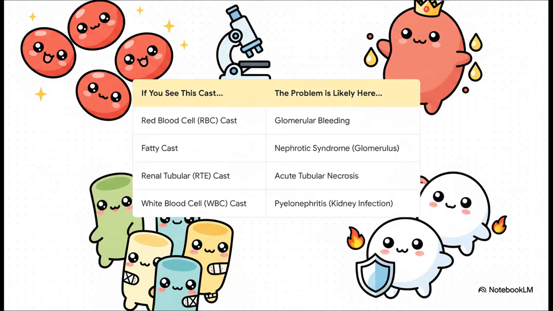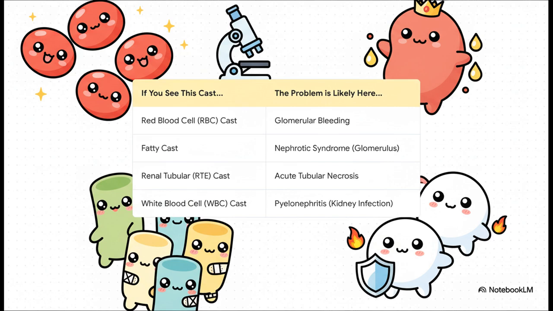Each type of cast tells a unique story and points to a very specific location of injury. So, you see an RBC cast? Boom, you know there's bleeding in the glomerulus. You see a fatty cast? You're immediately thinking nephrotic syndrome. An RTE cast tells you that tubular cells are dying in ATN. And a WBC cast? That confirms a kidney infection or pyelonephritis.